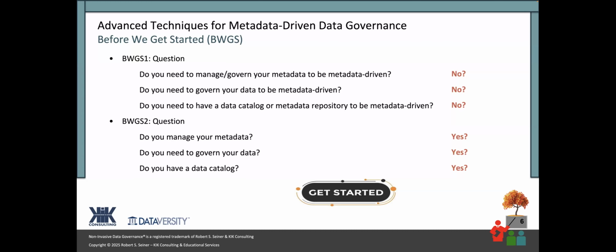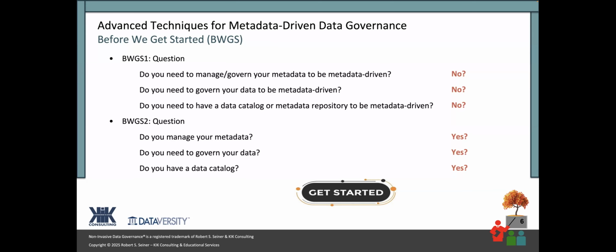Certainly, you want to have stewards of the metadata. There are people defining, producing, using your metadata. You want to have stewards of your data. You want to collect your metadata in an IT tool somewhere. So I say no, because a lot of organizations, when they're just asked that question, say, no, we don't do these things yet, and we need to start doing these things better. And then the second set of questions is, do you manage your metadata? Do you need to govern your data? Do you have a data catalog?